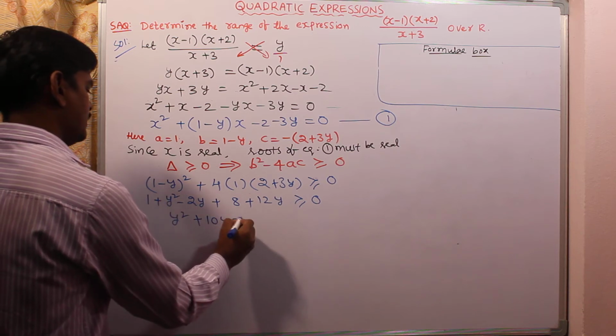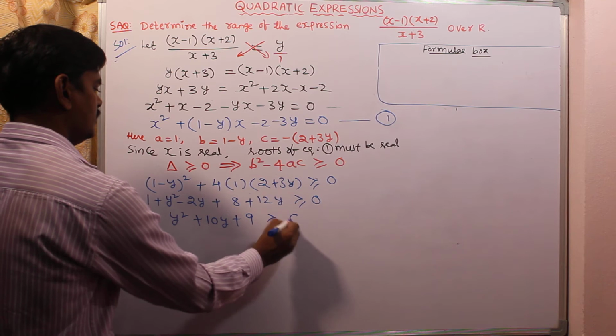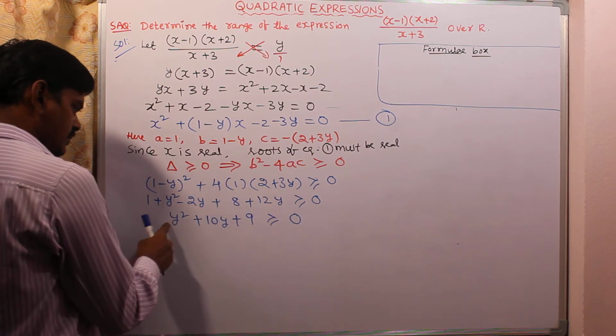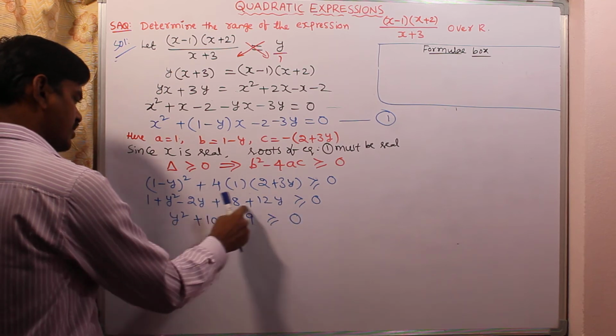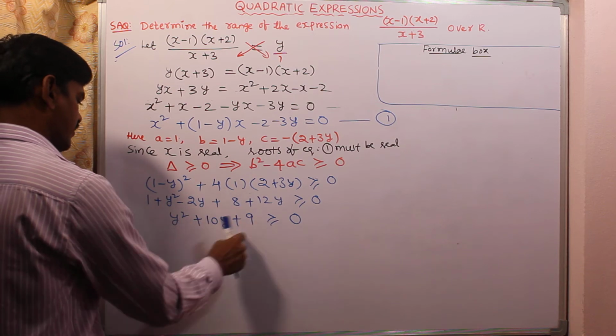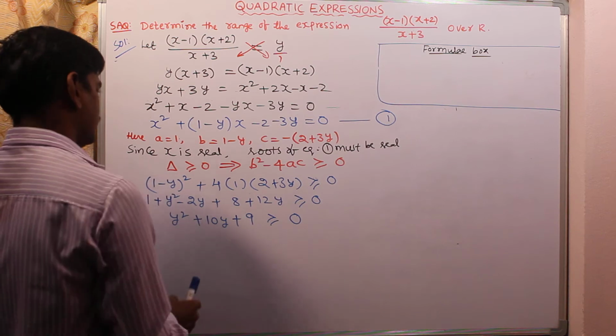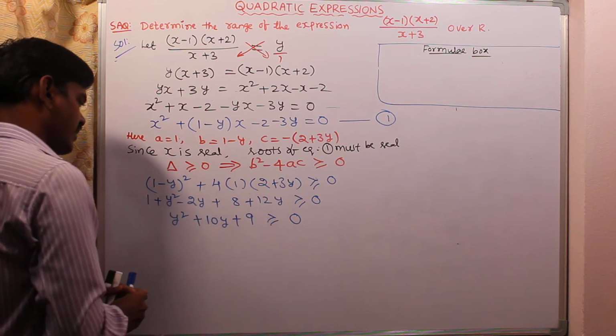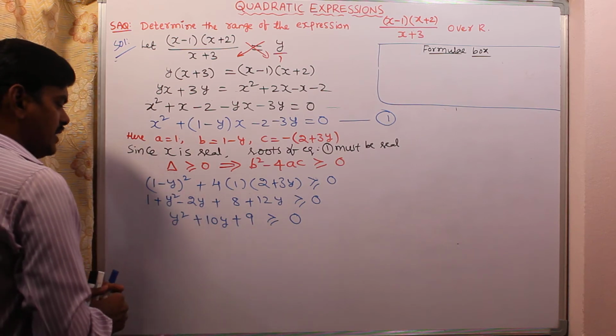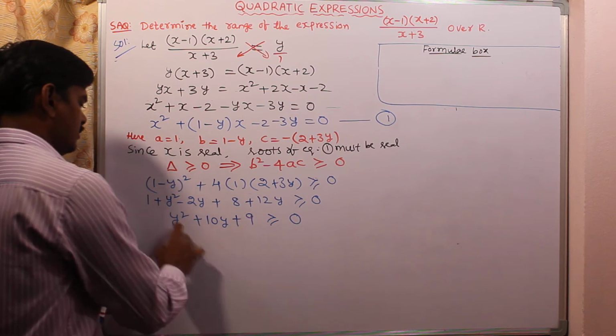y square plus 10y plus 9 is greater than or equal to 0. So this is a quadratic expression involved on the LHS of this inequation. We have a quadratic expression. So split it into factors in order to get a formula which is related to inequalities. So convert this into factors.